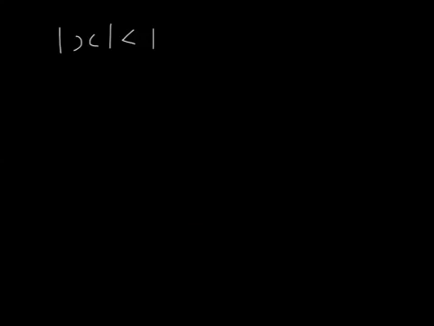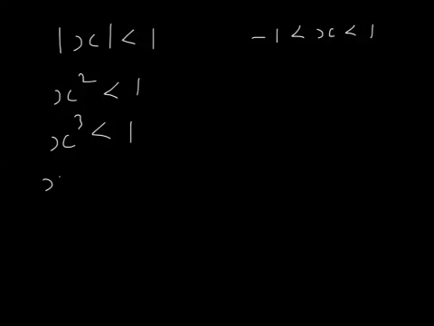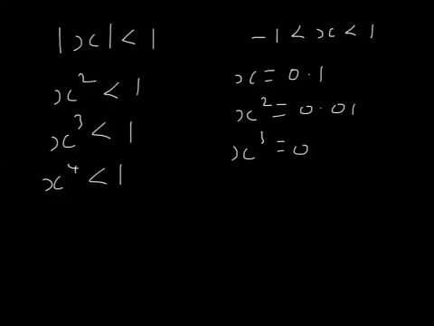So if the mod x is less than 1, in other words x is between 1 and minus 1, then x squared is also going to be smaller than 1, x cubed is going to be smaller than 1, x to the fourth is going to be smaller than 1. These are going to be even smaller. For example, if x is 0.1, x squared is 0.01, x cubed is 0.001, and so on.